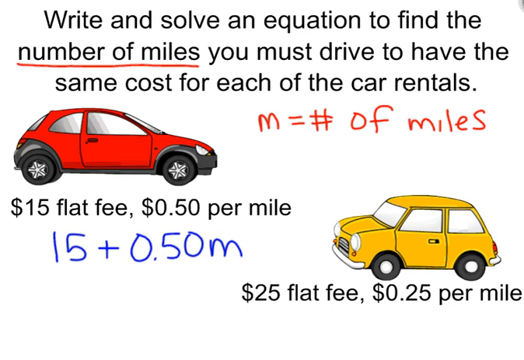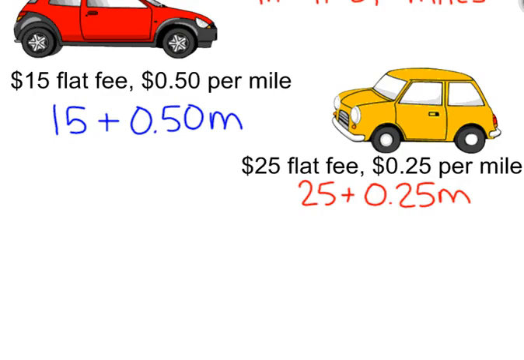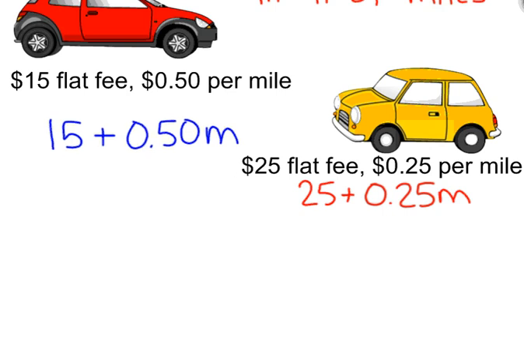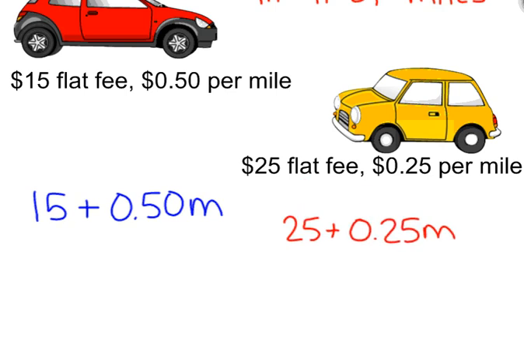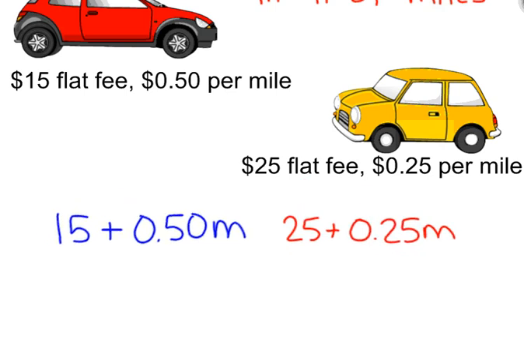The second expression, I have a $25 flat fee, and I'm going to add in 25 cents per mile. So 0.25 is my coefficient, m is my variable. When I write them next to each other, it means multiply. All right, now that I have my 2 expressions, in order to find my break-even point, or the place where the cost is the same, I'm actually just going to set those 2 expressions equal to each other.